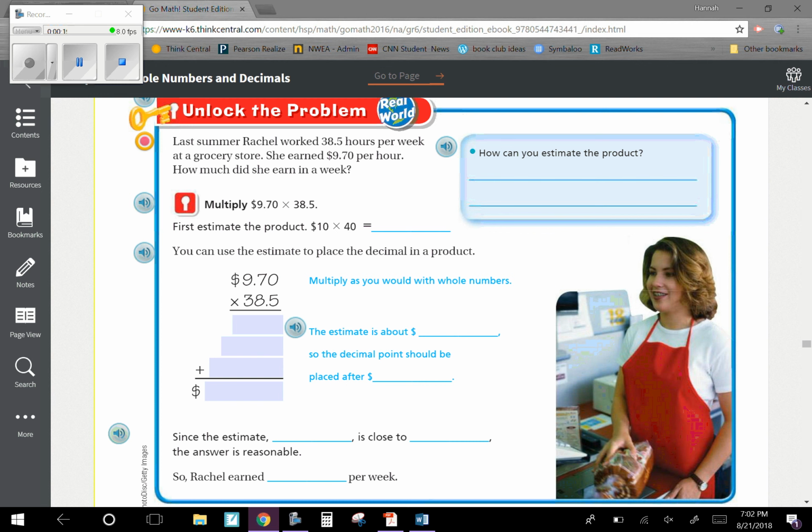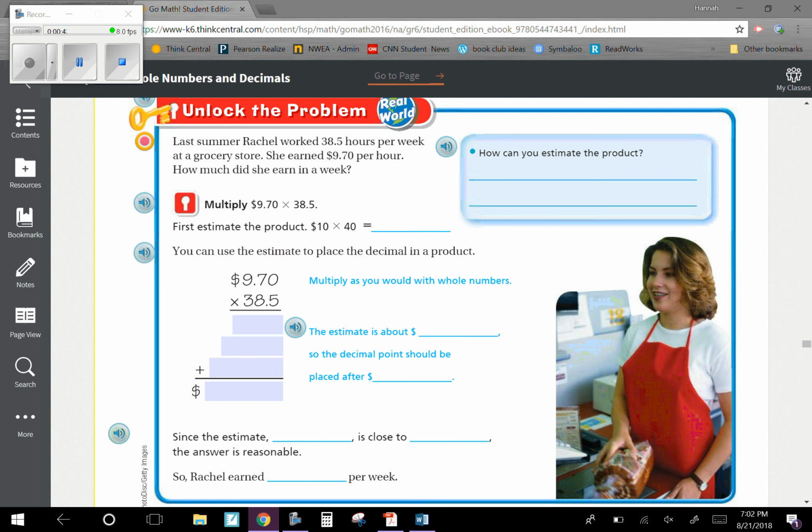Last summer, Rachel worked 38.5 hours per week at a grocery store. She earned $9.70 per hour. How much did she earn in a week? So over here in this little blue box, it says, how could we estimate the product?